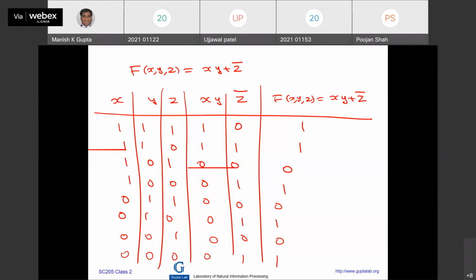One can ask one question: how many Boolean functions are there of degree n? Degree n, 2 raised to n, right? Because there are n possibilities. Each one will have 2 choices, 0 or 1. So 2 raised to n.